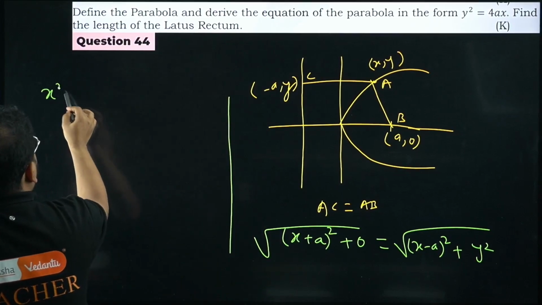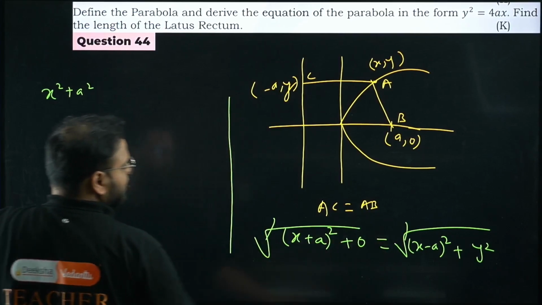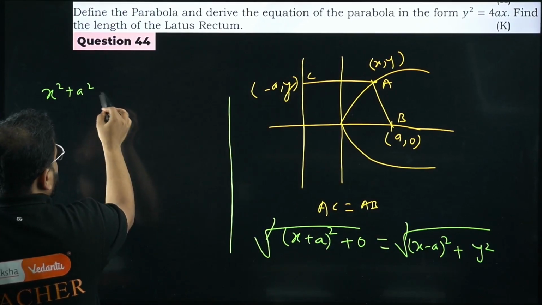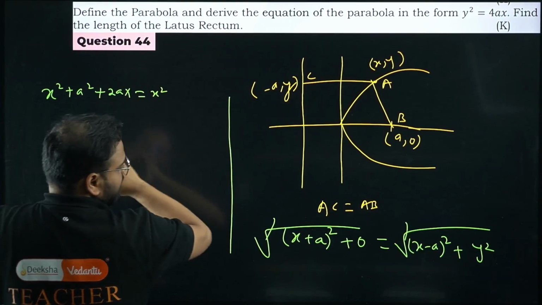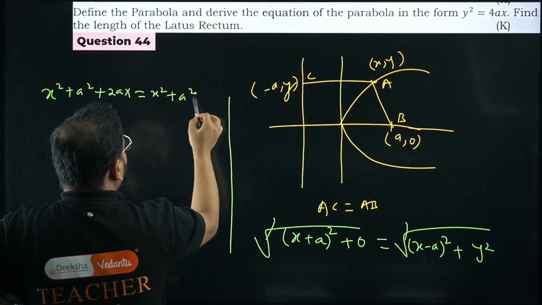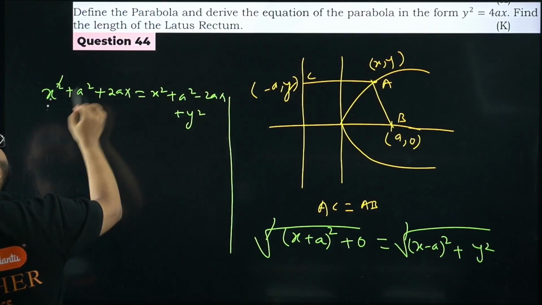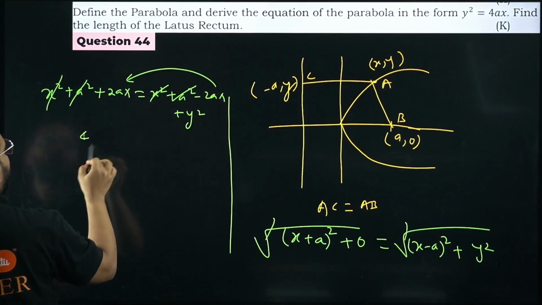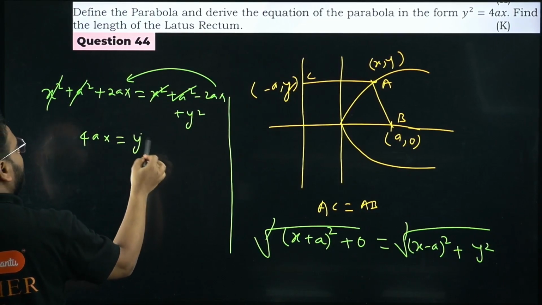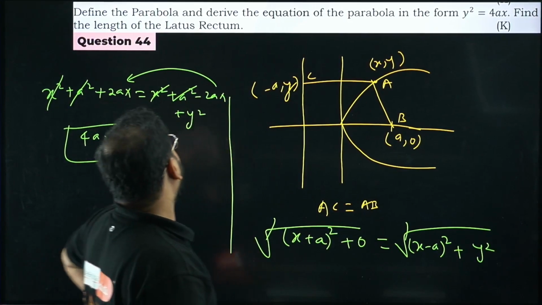Let's see what we can solve for this. I can remove the root from here and here by squaring on both sides. x square plus a square plus 2ax equals x square plus a square minus 2ax plus y square. Things cancel here, here, here. Bring this on this side, I get 4ax equals y square. The equation is derived. What are they asking? Find the length of the latus rectum.